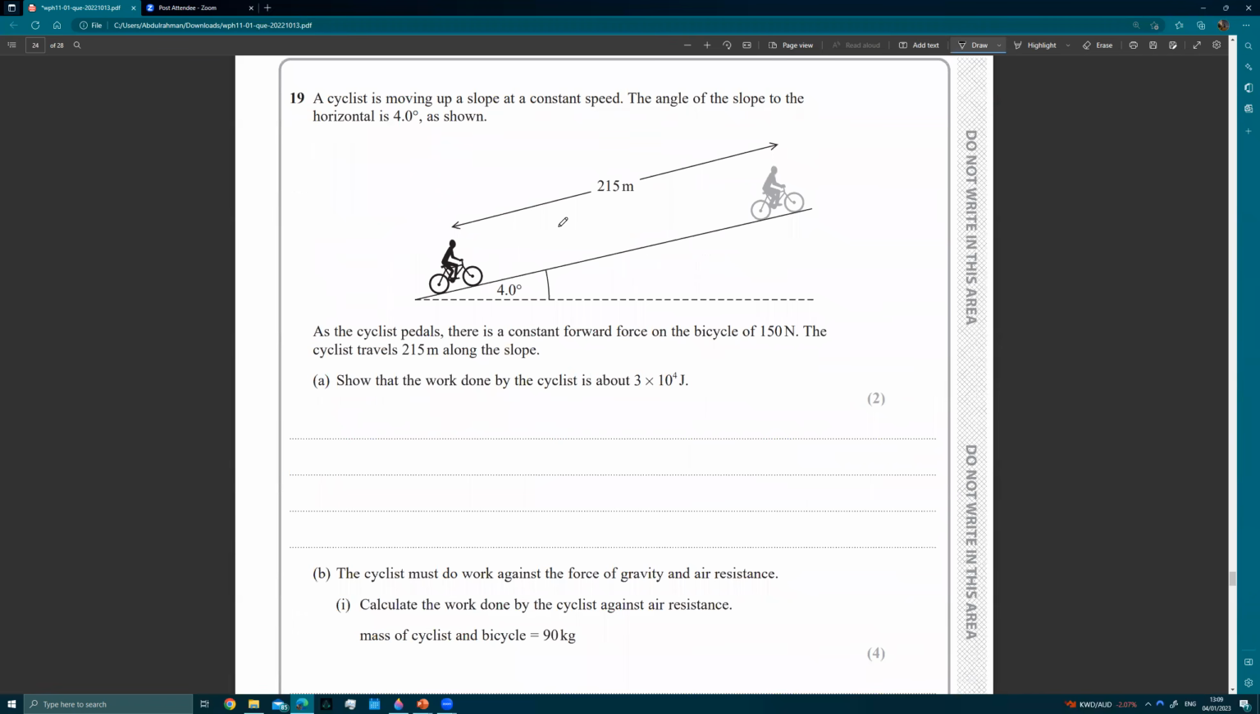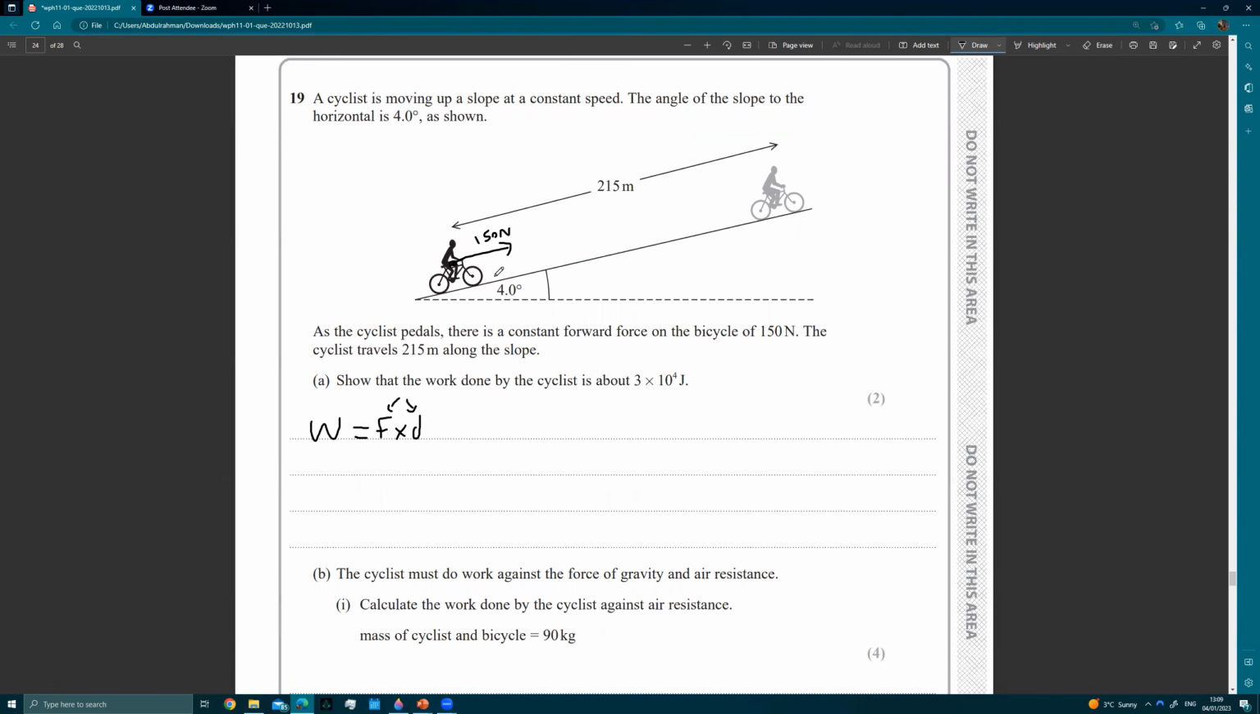Okay, a cyclist is moving up a slope at constant speed. The angle of the slope to the horizontal is 4 degrees as shown. As the cyclist pedals, there is a constant forward force acting on the cyclist of 150 newtons. The cyclist travels 215 meters along the slope. Show that the work done by the cyclist is about 30,000 joules. Okay, we need to know that work done is force times distance. I need to know that this force and distance must be parallel to each other.